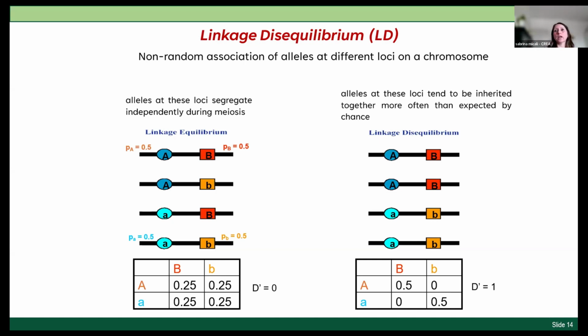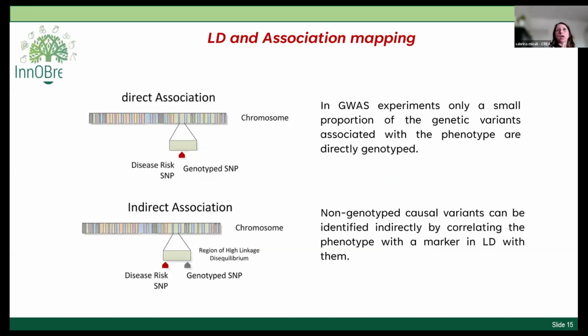So we find a difference in the allelic frequency. In this case, we cannot observe this combination, or the combination big A little b. So how does LD association mapping leverage LD for association analysis?